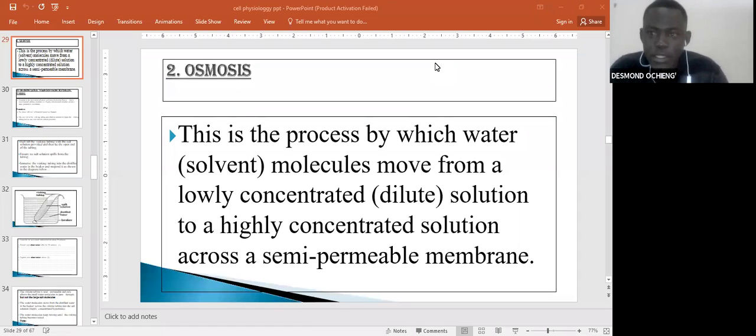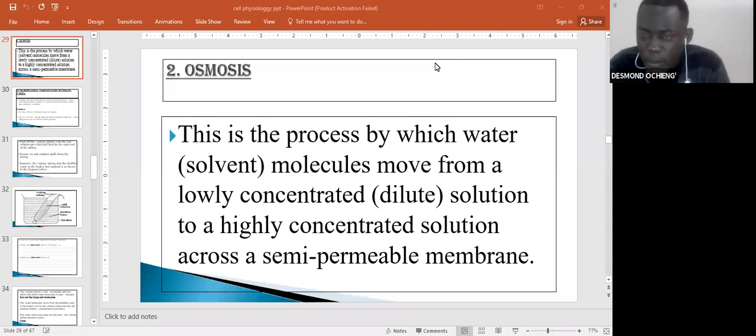So in our class today, under diffusion in our last class, we looked at the definition of diffusion. How is it applicable in our daily lives, and how is it useful to the living organism? So we looked at diffusion in detail. We went ahead and looked at the factors affecting the rate of diffusion, and then we also looked at the roles of diffusion in living organisms, both in plants and animals. So that was our last class.